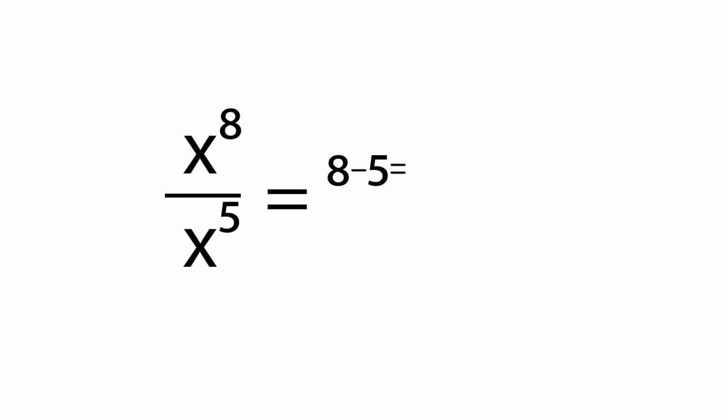Then the answer is 3. Now we have the answer of the subtracted form of 8 and 5, which is 3. Now we're going to put the answer on our base, which is x. So we have our final answer, x to the power of 3. So guys, that's the quotient rule, and we're going to head off to the next rule.